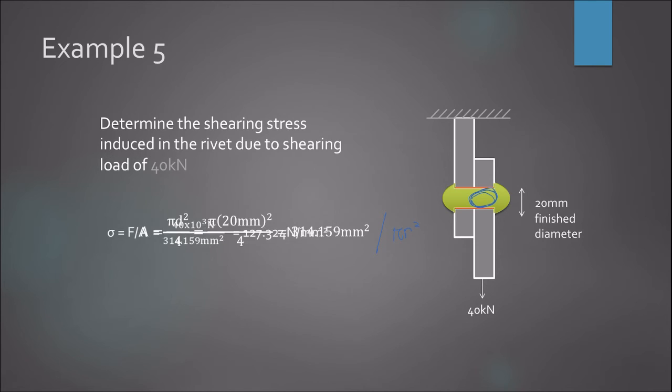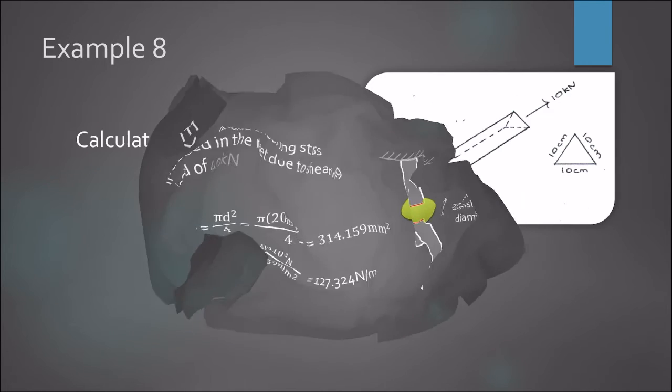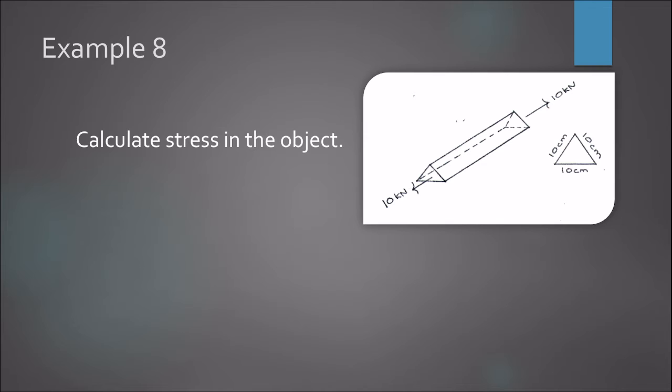Then just simply calculate the sigma, or stress: 40 times 10 to the power of 3, because you convert from kilonewton to newton, and divide with the area, which is 314.159. Then you get 127.324. Then we look at the next example. I skip 6 and 7 because they are almost similar. So we go to example number 8.